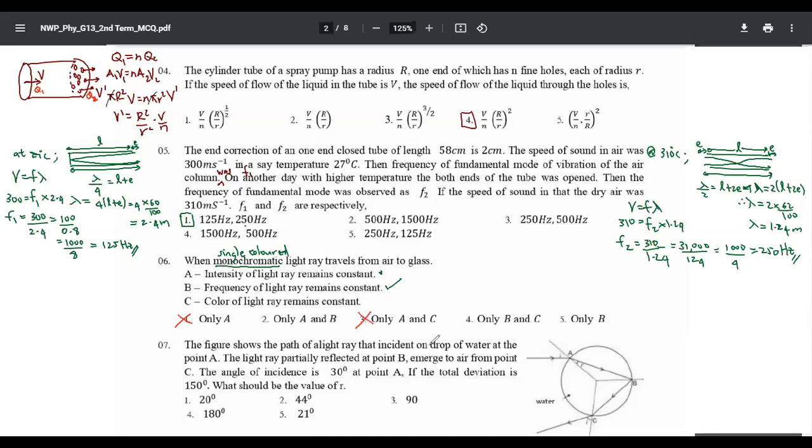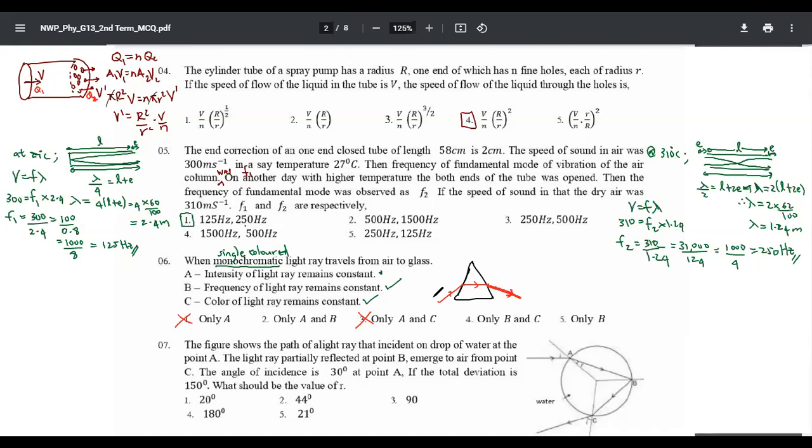This is wrong. The color of a light ray remains constant. What happens to the color of a light ray, people? It doesn't change, right? You must have done these experiments with prisms. When you send, we normally use laser light. It will be red. It will go inside and come out as red. It's single colored. Therefore, it doesn't change.